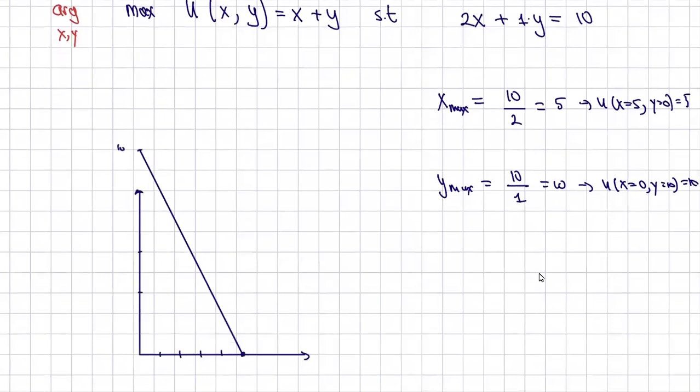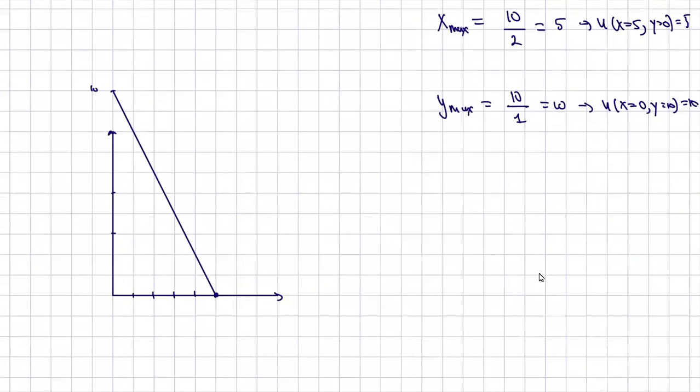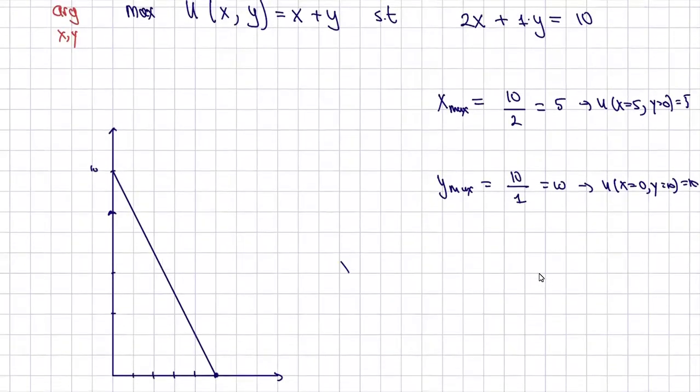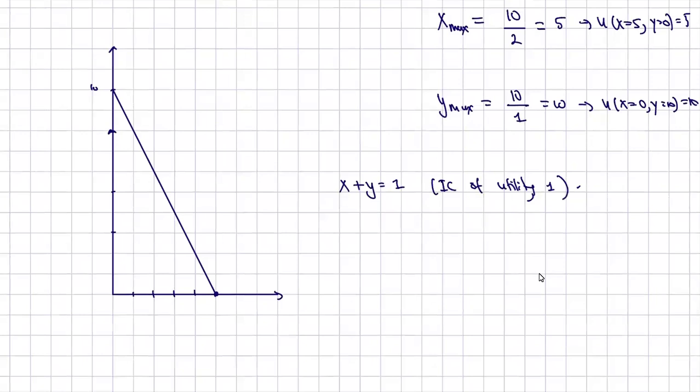Then I'm looking for indifference curves. Remember, we're trying to get to the highest possible indifference curve subject to that budget constraint. I can think of some indifference curve, let's say x plus y is equal to 1. That could be one indifference curve, representing utility 1. It's going to be a line at 45 degrees, and actually all the indifference curves are at 45 degrees. That's the indifference curve of 3. Why? Because I go 3 up and 3 across: my x is 3, my y is 3.